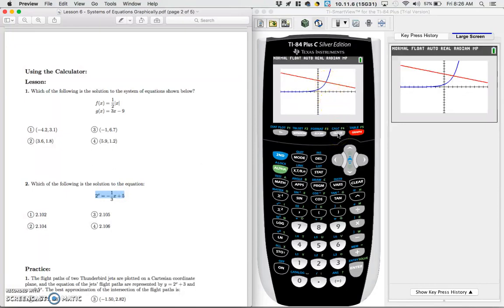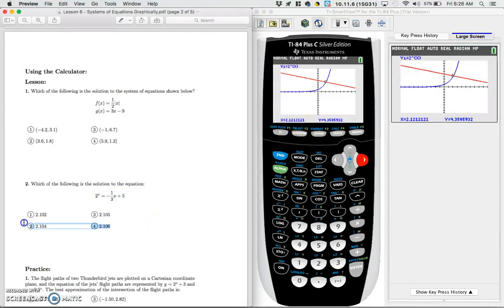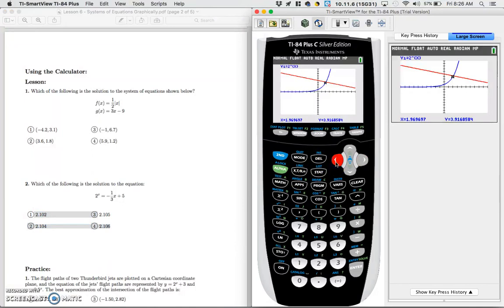So if we try what we did last time and press trace, let's see what happens. We trace along the first curve until we hit the point of intersection. All right, so it looks like my point of intersection is like 2.1-ish. Crap. If we look at our answer choices, all of our answer choices are 2.1-ish. And there's no way for me to get the right level of precision by just using trace.